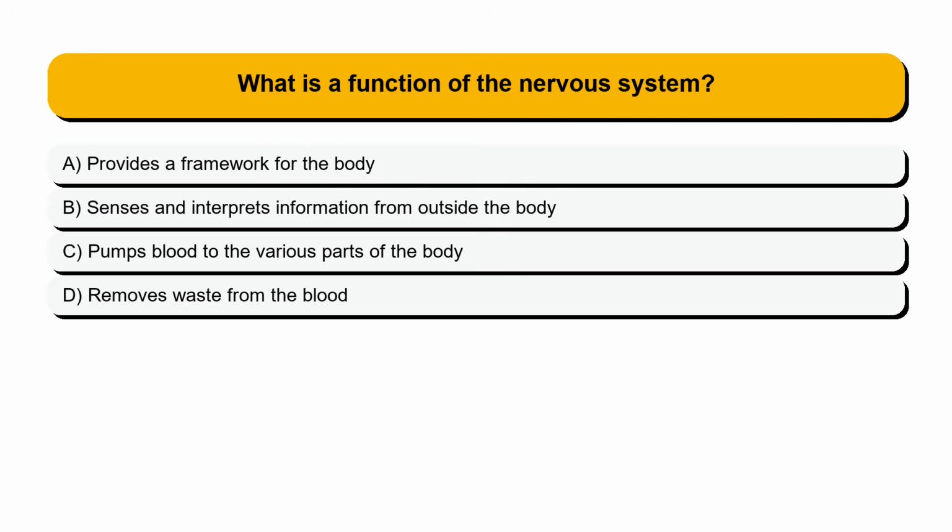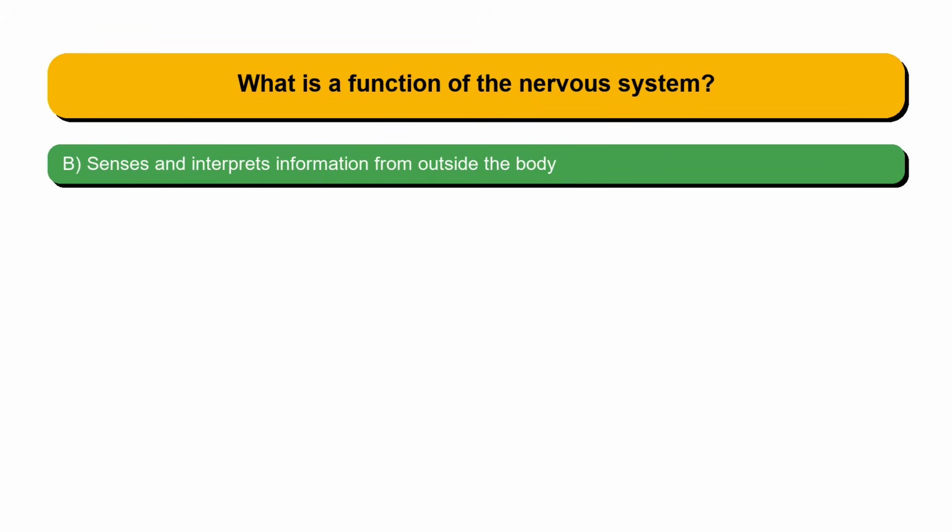Question 71. What is a function of the nervous system? Option A, provides a framework for the body. Option B, senses and interprets information from outside the body. Option C, pumps blood to the various parts of the body. Option D, removes waste from the blood. The correct answer is option B.